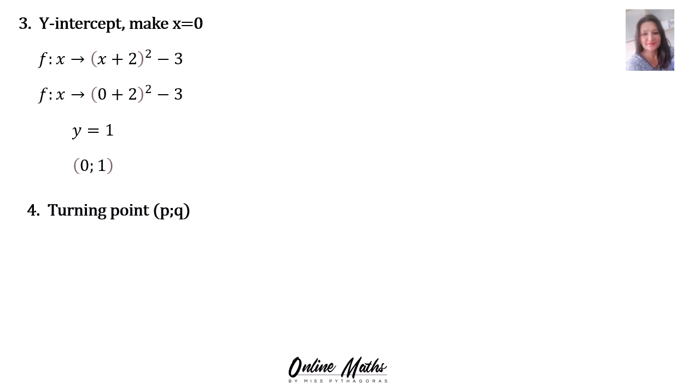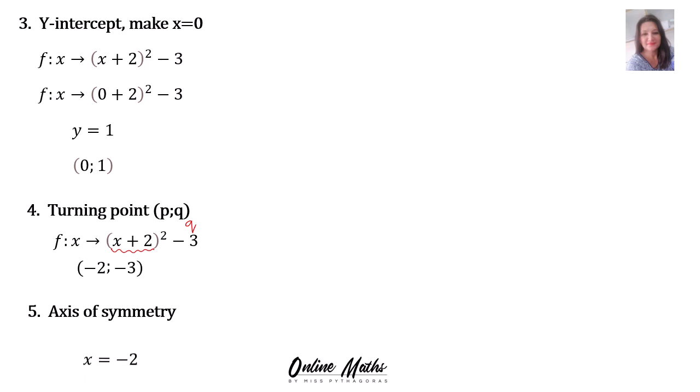Now on the turning point, remember I said we will take P and Q's values. But you must be careful with the x plus 2. You can't say P's value is plus 2. You say x plus 2 is 0, therefore x is negative 2. So the P value is negative 2, and the Q value, you can use it as you find it there, minus 3. The axis of symmetry, by now you understand that the axis of symmetry is the x-coordinate of the turning point. Therefore, the equation for the axis of symmetry is x is equal to minus 2.